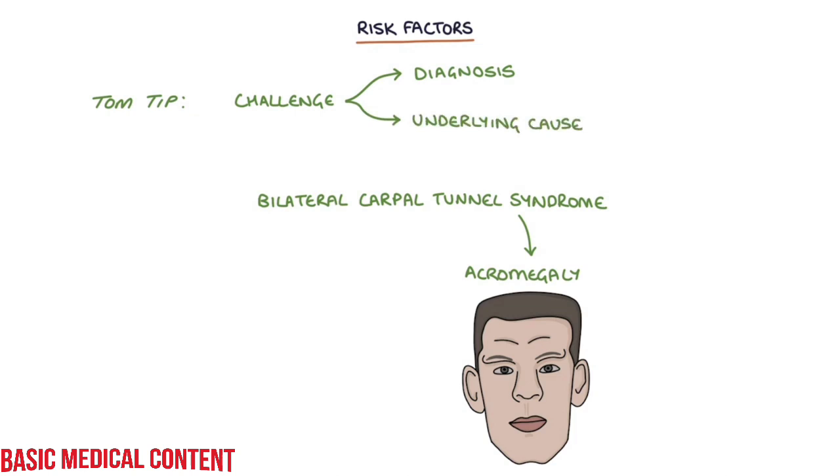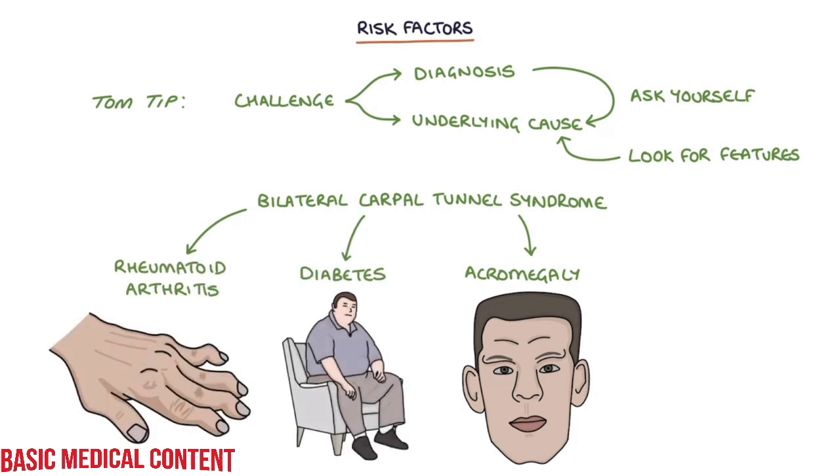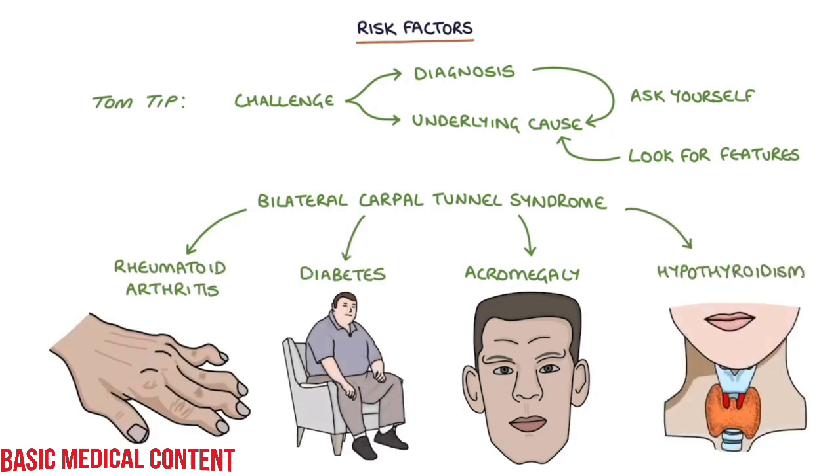Whenever you see a patient in an OSCE station that has a diagnosis, ask yourself whether that diagnosis might have an underlying cause and look for the features of that cause. For example, if you see a patient with bilateral carpal tunnel syndrome, look for features that might suggest underlying rheumatoid arthritis, diabetes, acromegaly, or hypothyroidism. Going this extra step will take you from average exam scores to the very top scores.